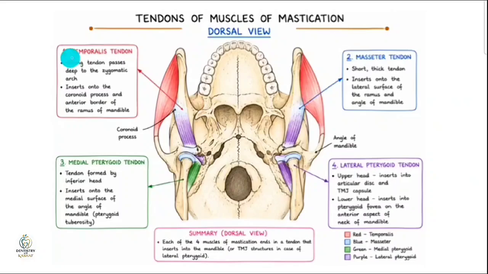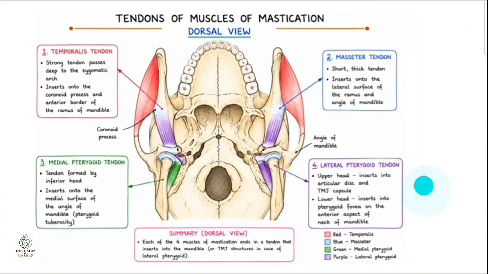Okay. The temporalis tendon is your strongest tendon. It passes deep to the zygomatic arch. Here you can see a bit here. It inserts onto the coronoid process and the anterior border of the ramus of the mandible, but basically you have to learn it, okay? You have to memorize it. The second is your masseter tendon, a short, thick tendon, and it is inserted into the lateral surface of the ramus and angle of the mandible. The third one is your medial pterygoid tendon. It is formed by the inferior head. Like we said, it has two heads, okay? And it is inserted onto the medial surface of the angle of the mandible, the pterygoid tuberosity.